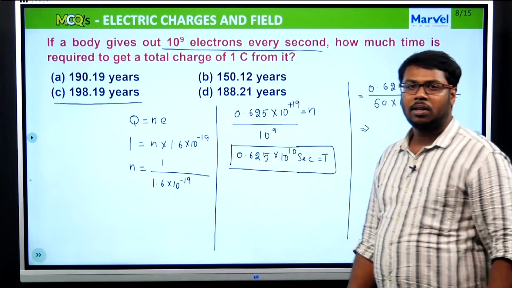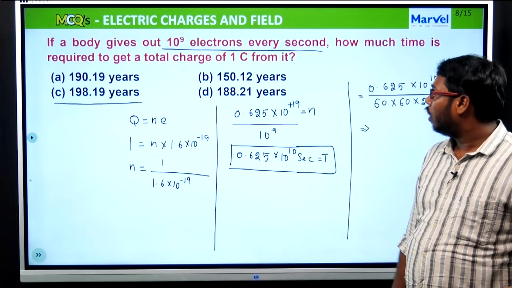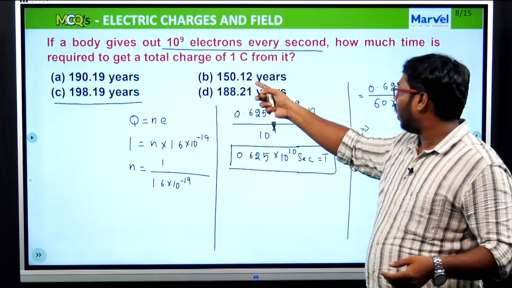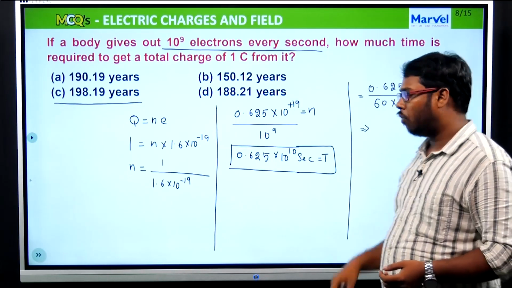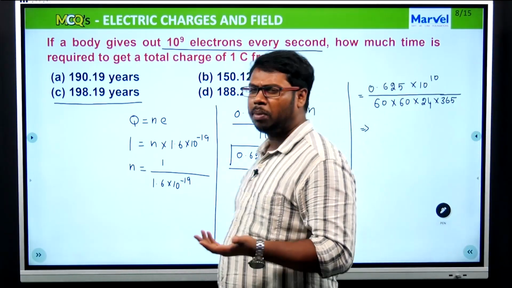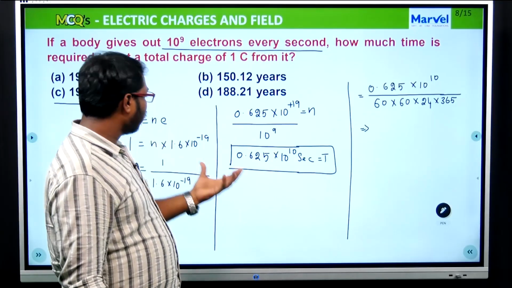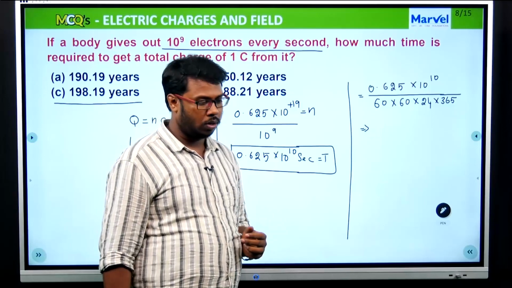198.19 years is the duration of time that is required for that body to give out a charge to make 1 coulomb. That is what we have found. It's a simple calculation. There is not much to do. All you have to understand is how you extract things from the data that is given to you. That is the crucial part.